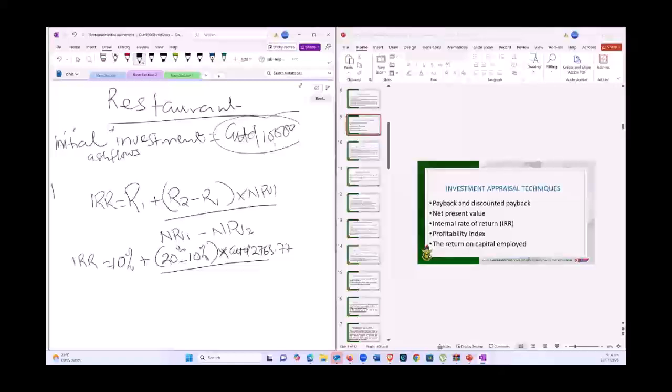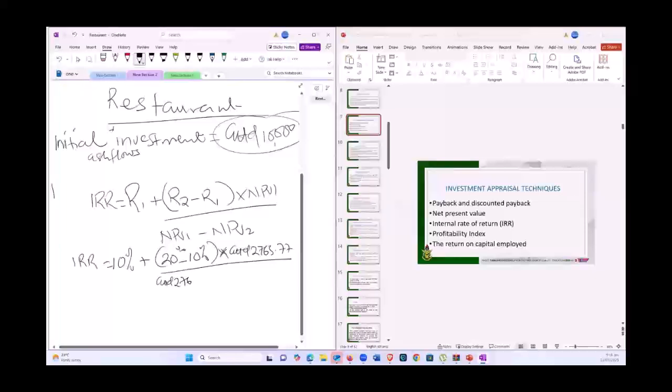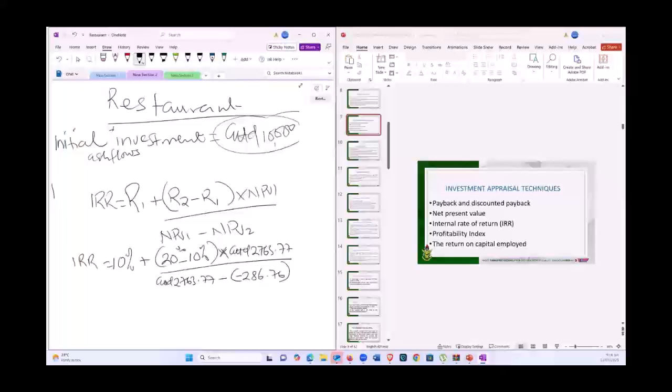2763.77, all divided by 2763.77 minus 2. What is the MPV2? 286.86. 0.76, right? Okay, so summarize. Please remember that with the denominator, you see the negative turns into positive. Right. So it will be here.